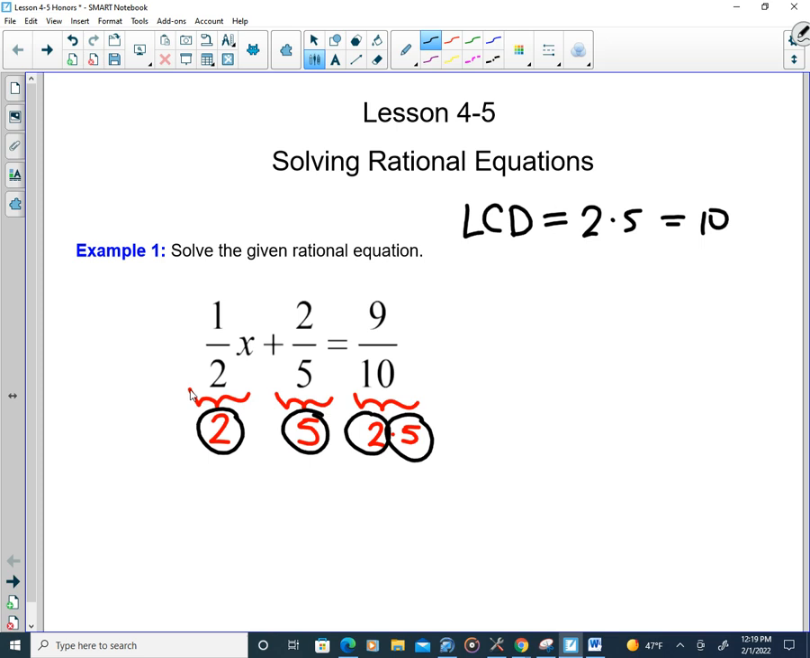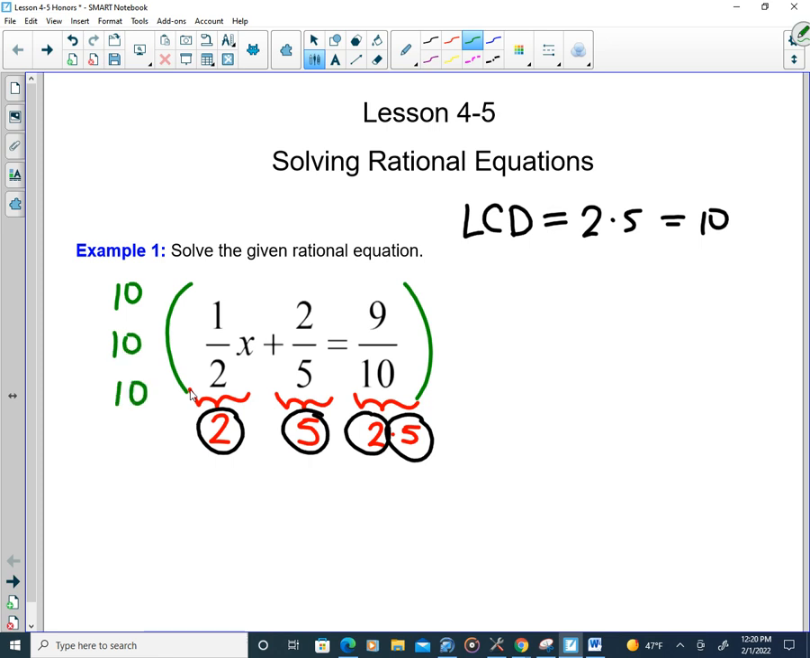So here's what we're going to do with them. We're not going to rewrite each fraction so they all have the same denominator. What we're going to do is multiply the whole equation by the LCD. Since this equation has 3 terms, I'm going to be multiplying by 10 3 times. So I like to write out 10 3 times over here to the left.